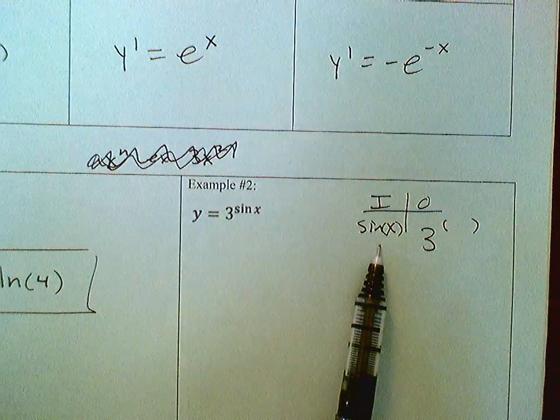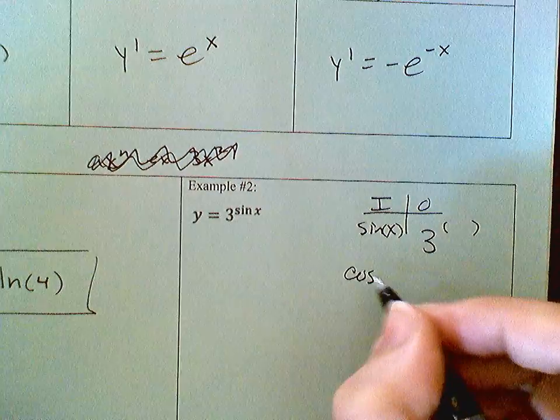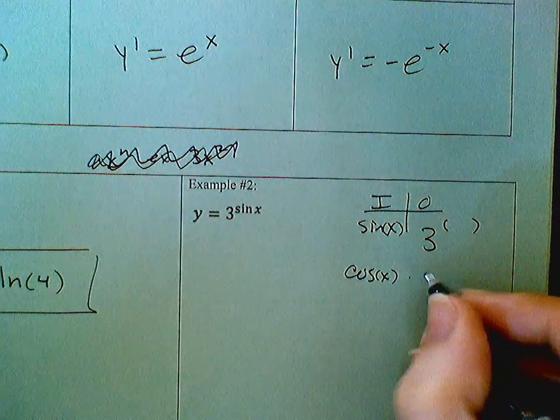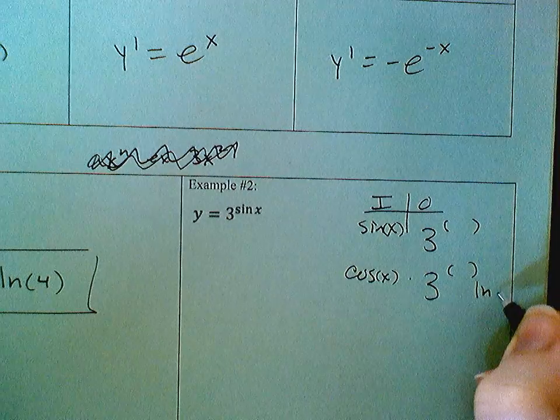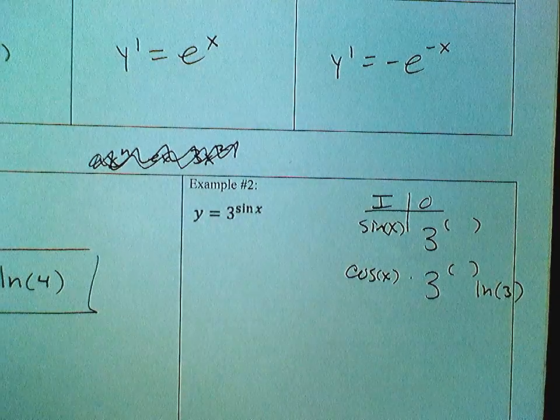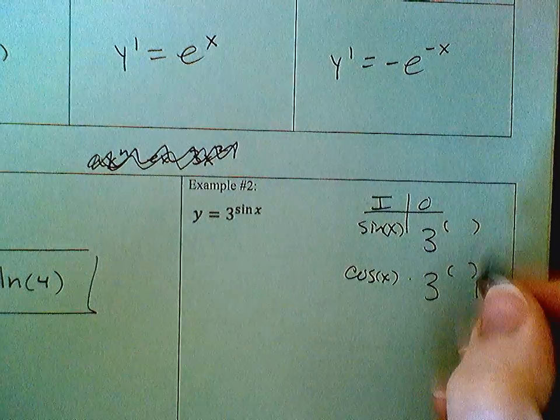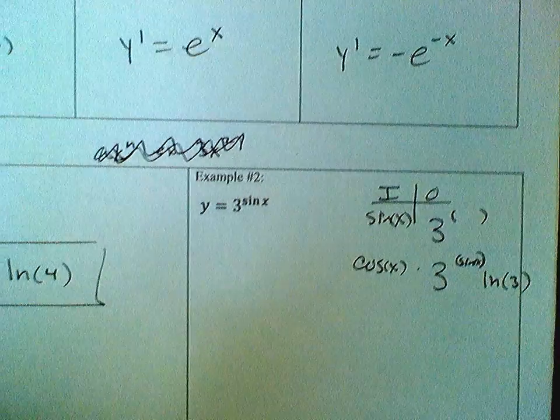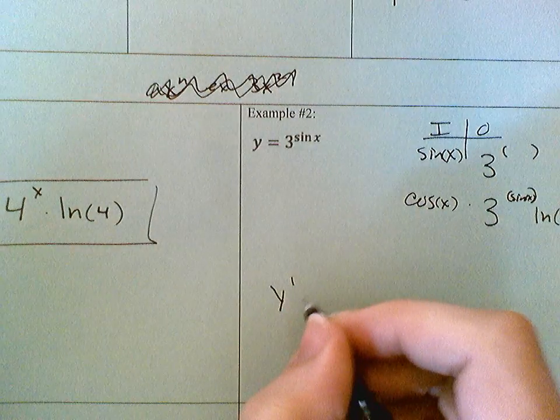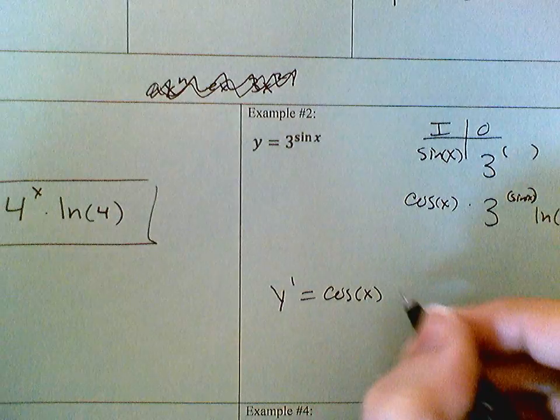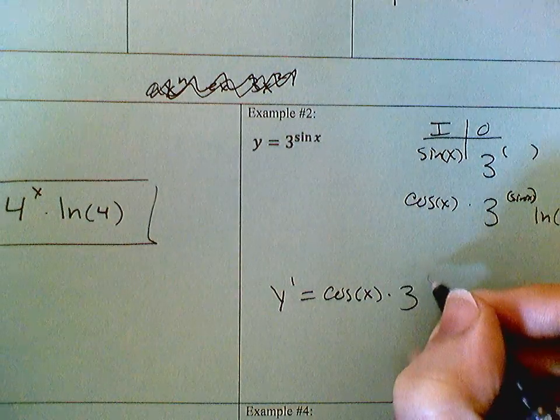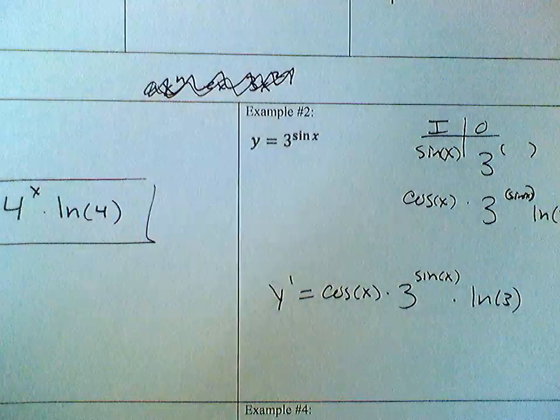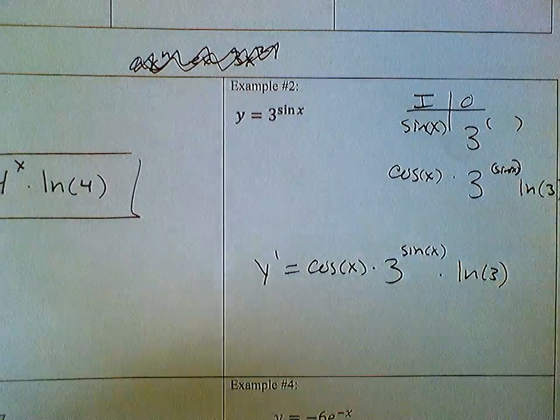Okay, so the derivative of the inside, we already know that that is cosine of x. And then the derivative of the outside, this is the new thing, is 3 to the blank times natural log of 3. And then what goes back in the blank, what was inside of it to begin with, so sine of x. So I'll just write it nicely. We get y prime equals cosine of x times 3 to the sine of x times natural log of 3. Okay, so there's that derivative.